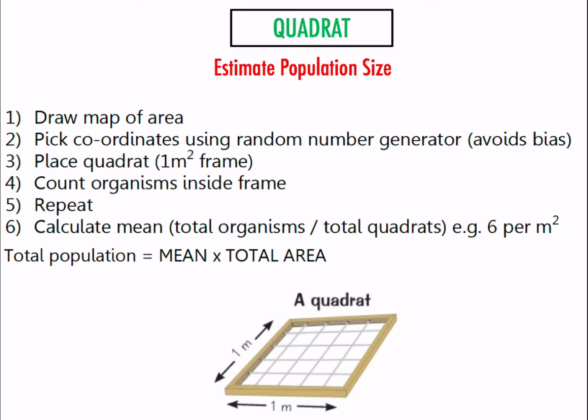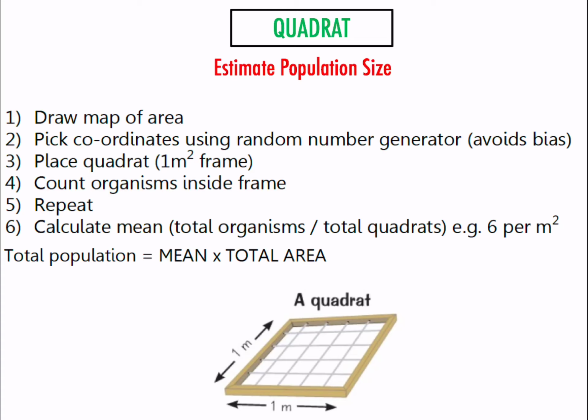Step 1, you draw a map of the area. Then pick random coordinates from the map. Then go in real life, go there, place the quadrat on those coordinates, count the number of organisms inside the quadrat, repeat for all the different coordinates that you have picked, then calculate a mean.